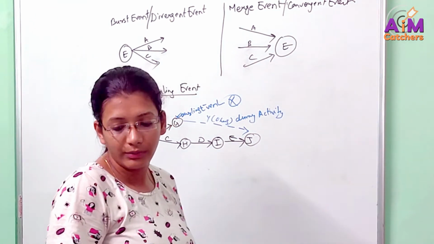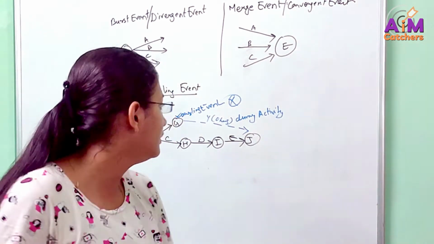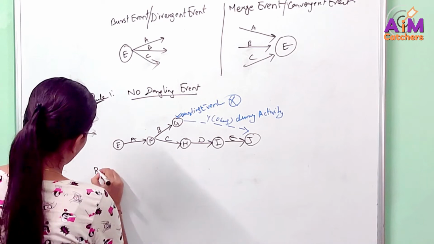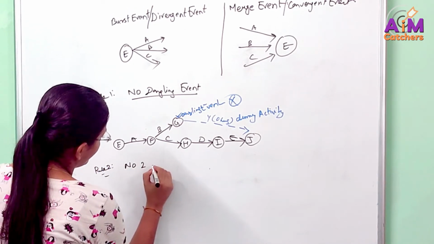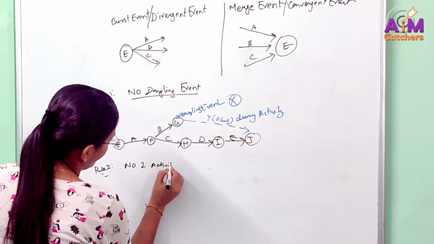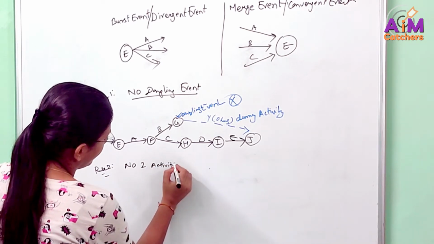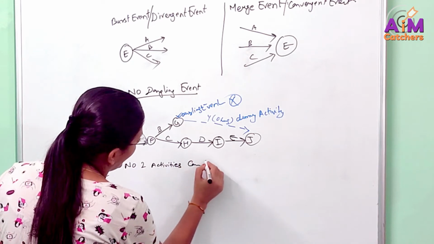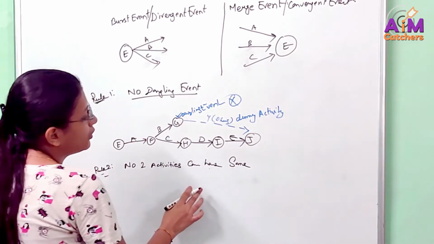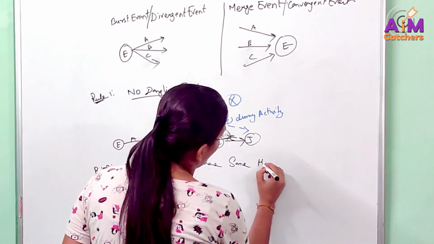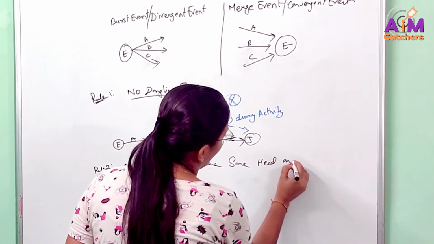Next is, let me write it down, the next one. Rule 2: No two activities can have the same head and tail.